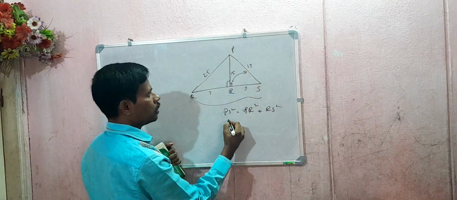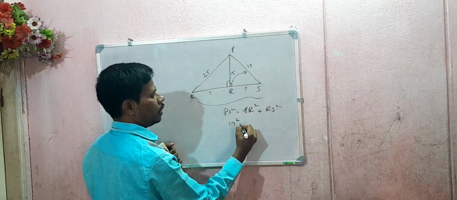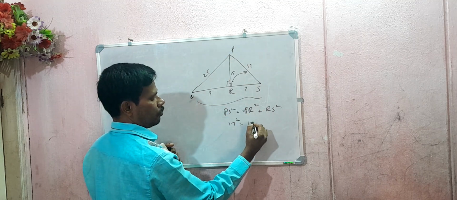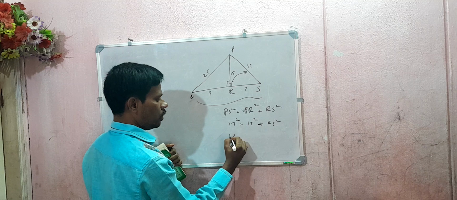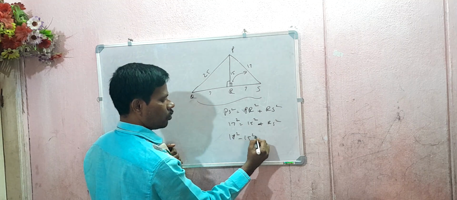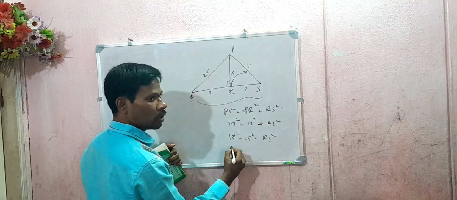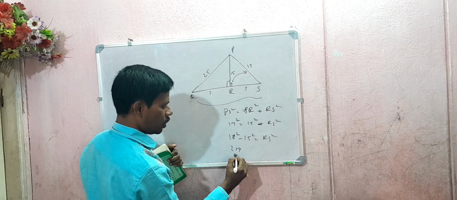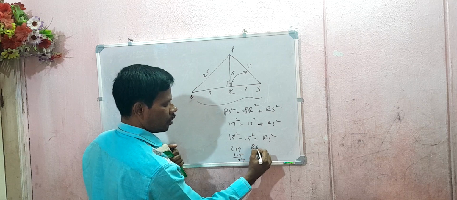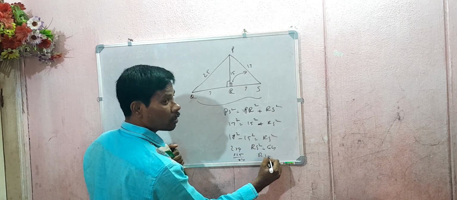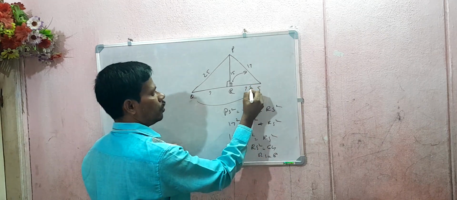So PS is what is given? 17. PR is 15, plus RS square. So 17 square minus 15 square is equal to RS square. So 17 square is 289, 15 square is 225. The difference is 64. RS square is equal to 64, that means RS is equal to 8. So we have found this one.